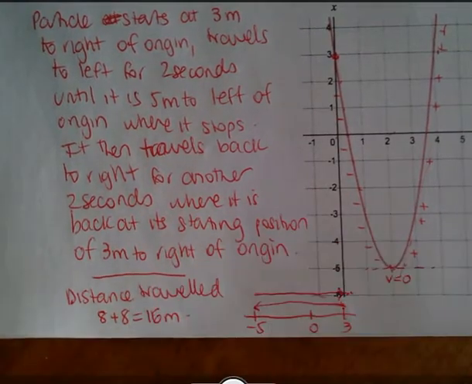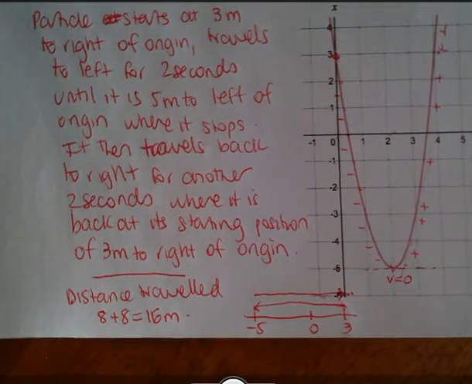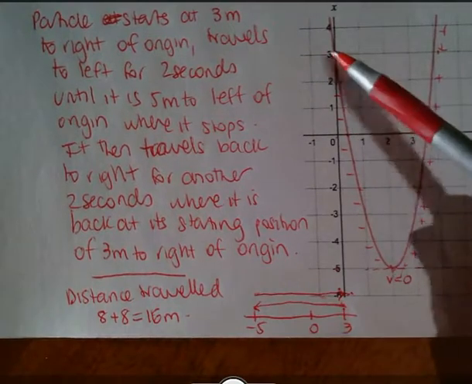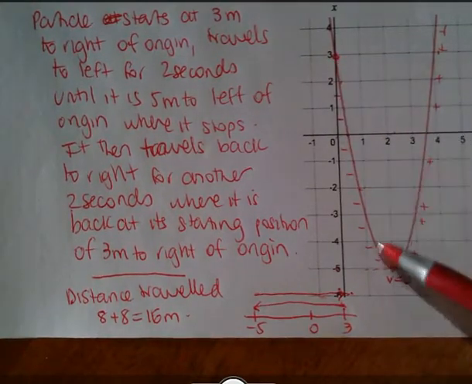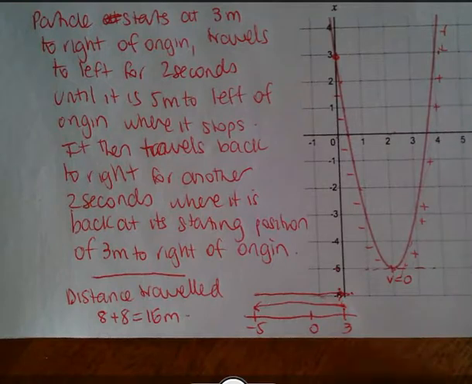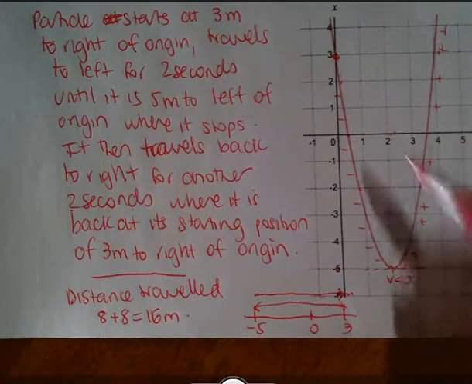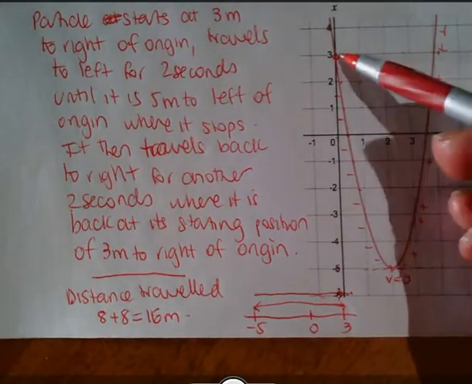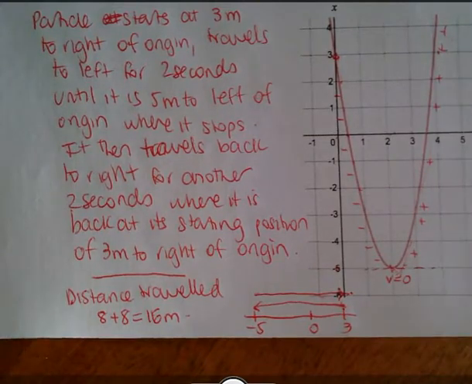So always distance traveled is positive. Okay, but its displacement, it started at x is 3 and it finished at x is 3. So it's got a 0 overall displacement, but its distance traveled is 8 meters to the left and then 8 meters back to the right, which gives us a total of 16 meters.